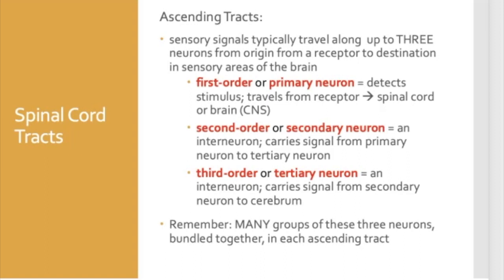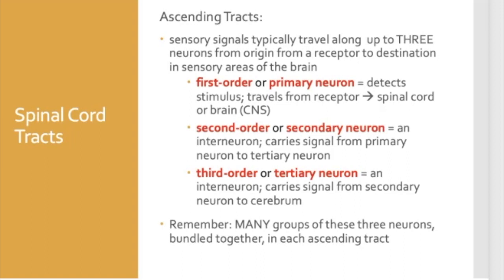But if we could peel out one thread from the rope, we could have one ascending neural pathway from the receptor up through the cord towards the control center of the brain. And in that one thread that helped make up the rope of the peripheral nervous system nerve and the central nervous system tract, if we could pull out that one thread, we would see that it contained three neurons: a first order or primary neuron, a secondary neuron, and a tertiary neuron.